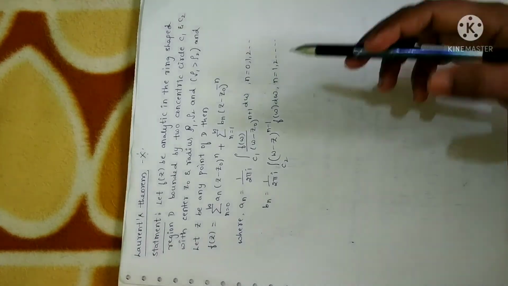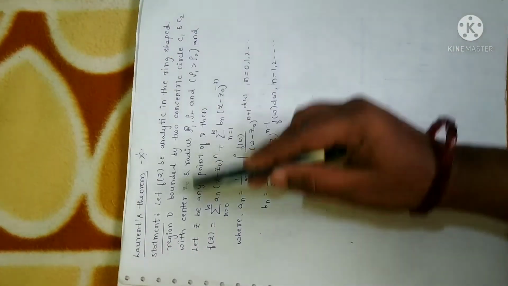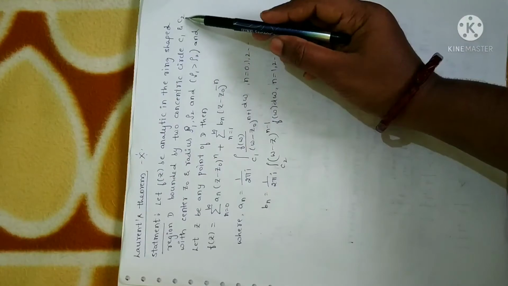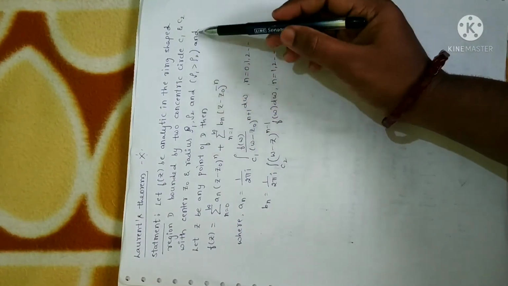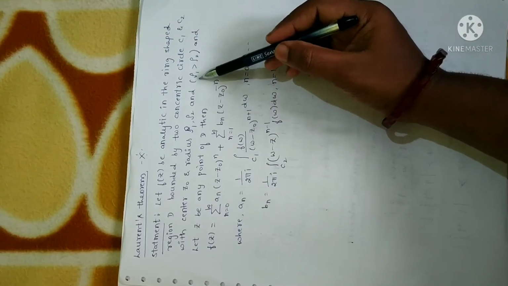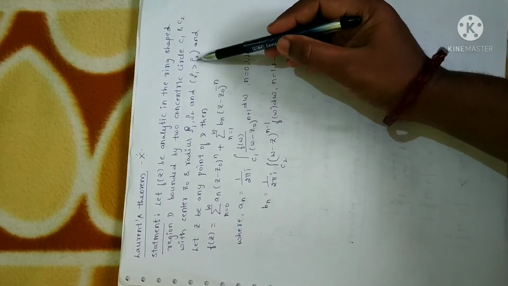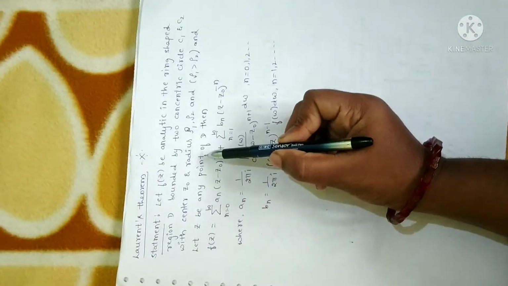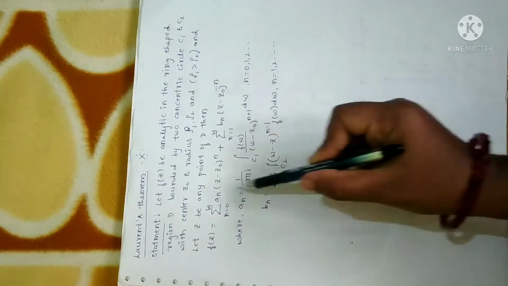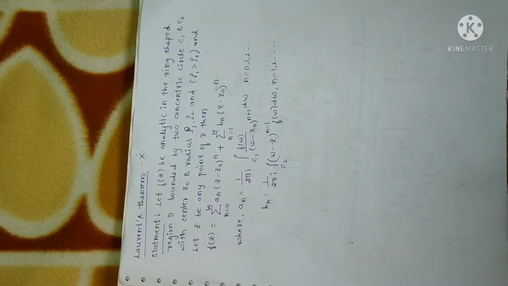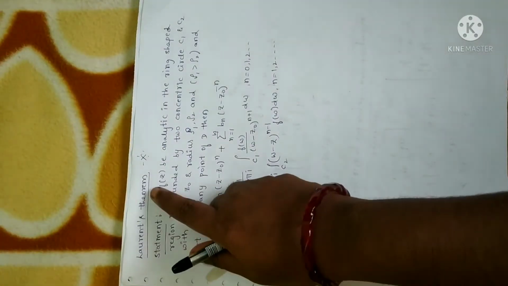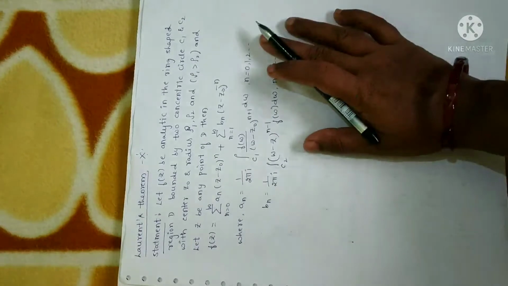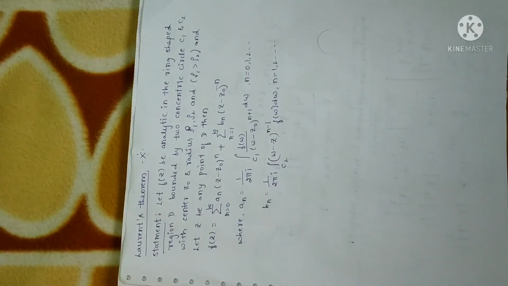Fine. So the statement is: if f of z is analytic in a ring-shaped region D bounded by two concentric circles C1 and C2 with center z0, but with radii ρ1 and ρ2, such that ρ1 is greater than ρ2, that is, ρ1 is the radius of the larger circle and ρ2 is the radius of the smaller circle, and z is any point in the region D, then we have to prove these statements are equivalent. So you have to practice along with the statement. You have to write the statement also. The question is just: state and prove Laurent's theorem. So you have to write the statement, then you have to prove.